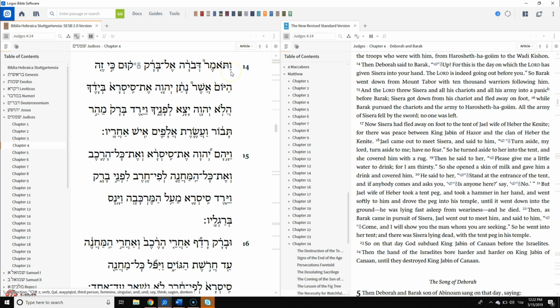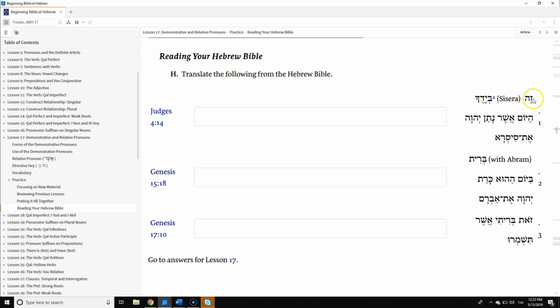So here, Vatomer, so, and you, Devorah, is that Devorah? So basically, and you, so this is Deborah, and Deborah said to Barak, come, because Zehayom. Okay, so here we go. It was a totally different word order. So Zehayom Asher, it must have been the fact that the English was messing up here. So the actual word order is Zehayom Asher.